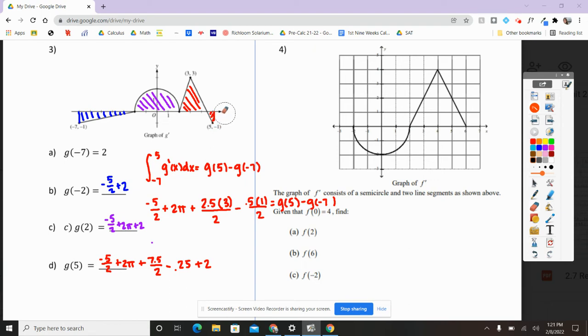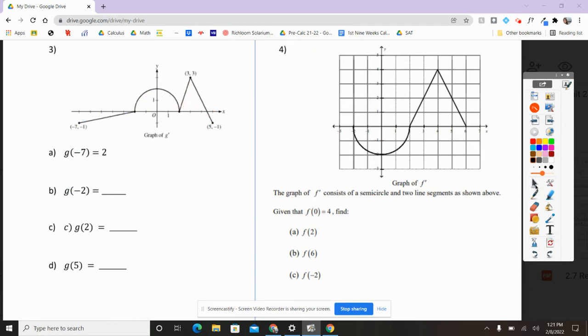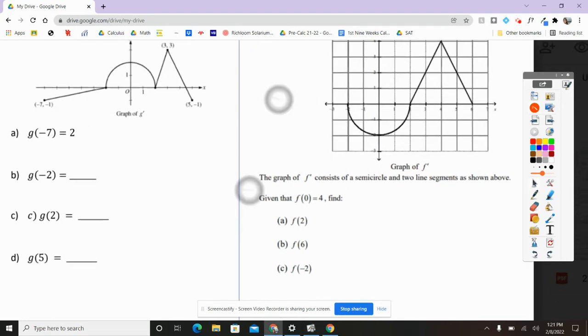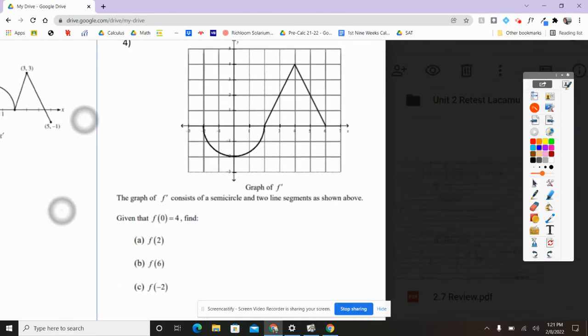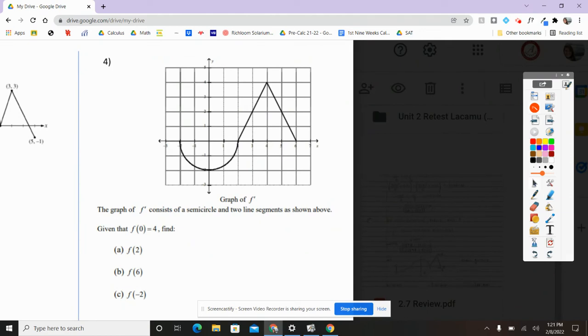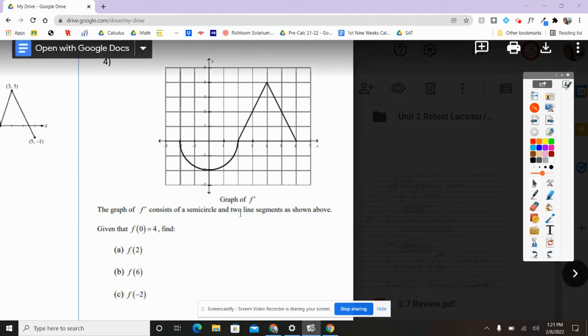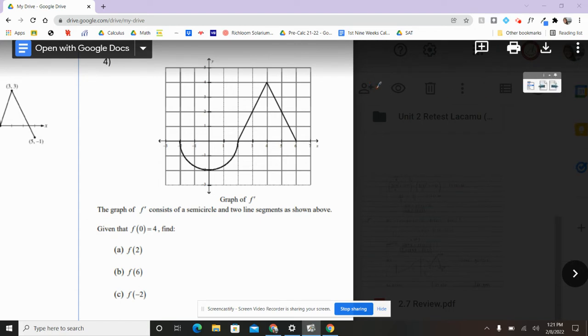All right, now on to 4. This one is pretty much the same thing. They give us a graph. They want us to find these 3 things. So I'm going to start with f of 2. Notice this time they give us f of 0. So you always have to use the numbers they're giving you, or else you're not going to be able to do it. So I'm going to start with a.